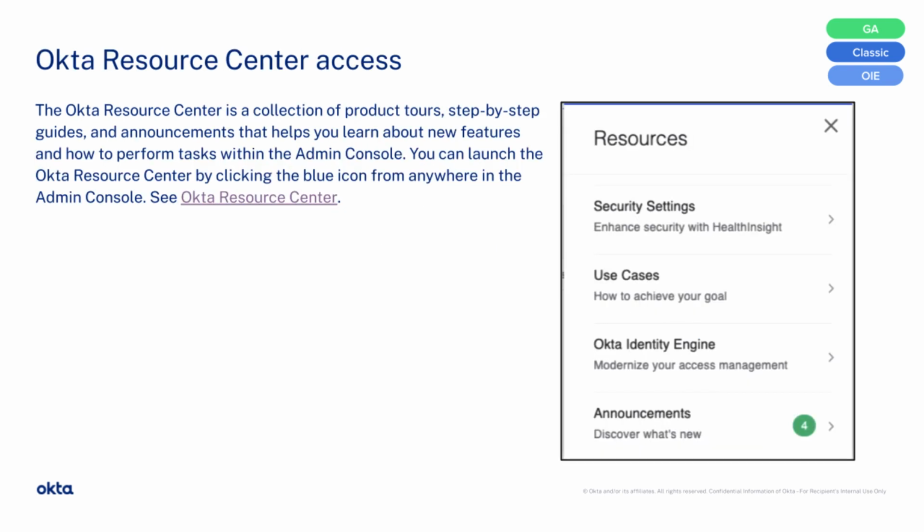The Okta Resource Center is a collection of product tours. It has resources like guides, announcements about new features, and how to perform tasks within the admin console. You can launch the Okta Resource Center by clicking the blue icon from anywhere in the admin console. Use Okta MFA for Windows Hello for Business enrollment. Note, this feature meets Azure AD conditional access MFA requirements for your federated Office 365 app instance. And, enroll end users into Windows Hello for Business.